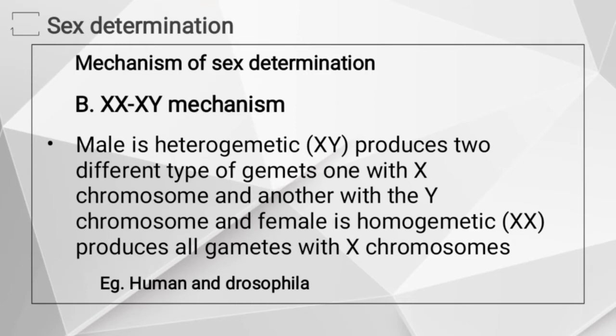Next, the XX-XY mechanism. It is observed in humans, Drosophila, etc. Here, male is heterogametic, that means it produces two types of gamete, one with X chromosome, another with Y chromosome. And female is homogametic, producing all gametes with X chromosome.